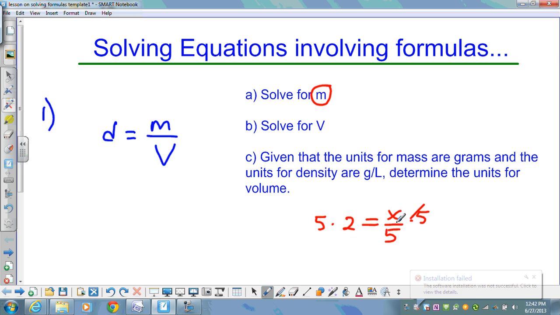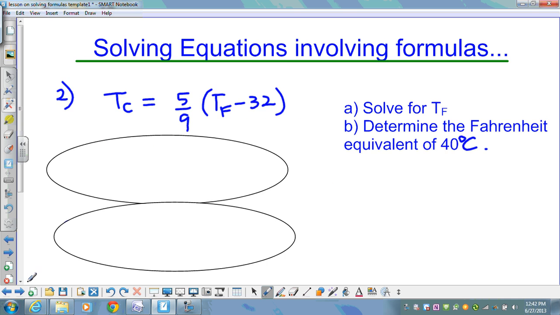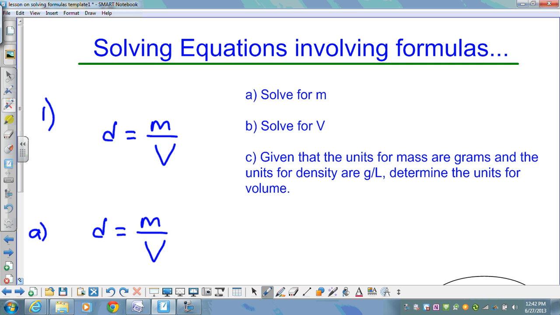In this situation, you would multiply both sides by 5 to solve for x. So basically this equation is no different. To solve for m, you need to get rid of the division by v, and we'll do that by multiplying both sides by v. And we'll do that in the next screen. So here we have d equals m over v. We'll multiply both sides by v. So the v's cancel, and we have our answer, m equals v times d.